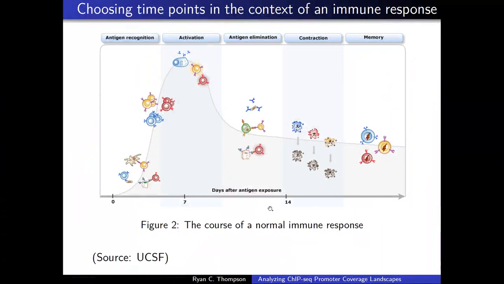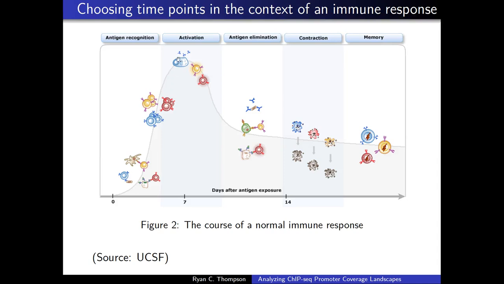Oops, not there. Here. Now in my project, I'm looking at a time course of naive and memory CD4 T cells after activation. The specific time points I'm looking at are day 0, day 1, day 5, and day 14. To put those in context, day 0 is obviously prior to the antigen exposure or activation. Day 1 happens during the early antigen recognition and the very beginnings of cell proliferation.